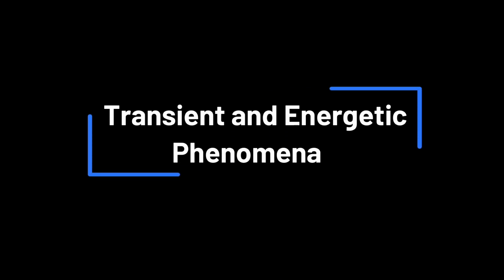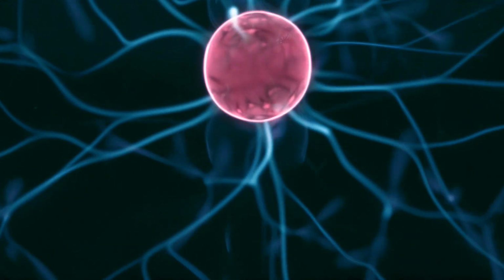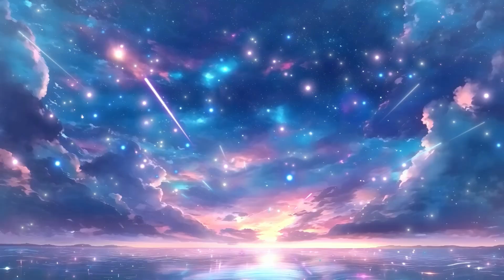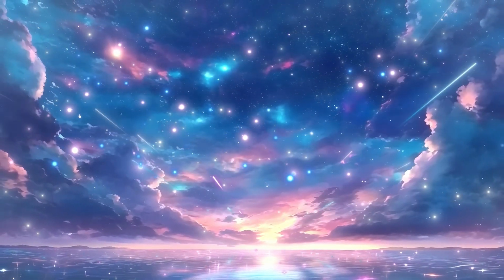Now comes transient and energetic phenomena. These can be classified as: first is supernova, the explosive death of massive stars. Second is gamma ray bursts, the most energetic electromagnetic events. Meteors and meteor showers, these are shooting stars.